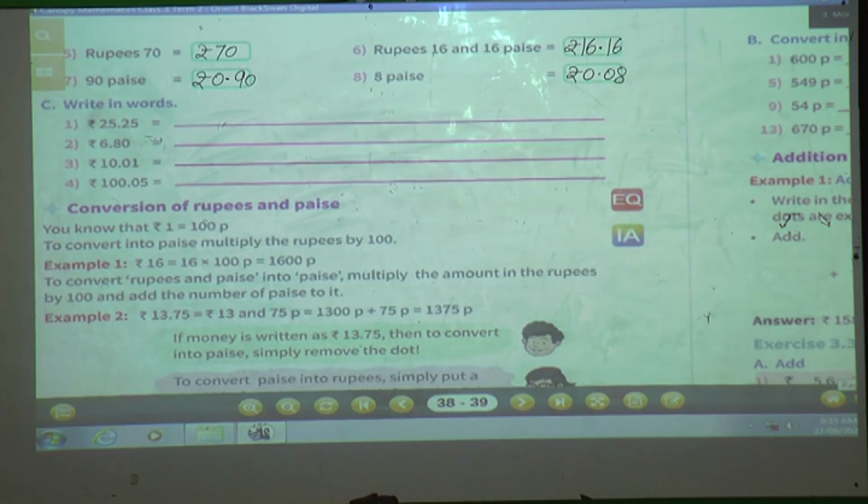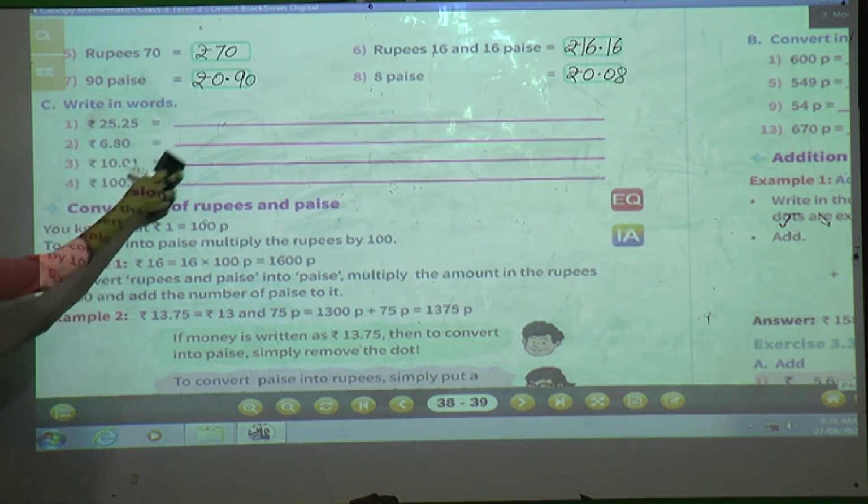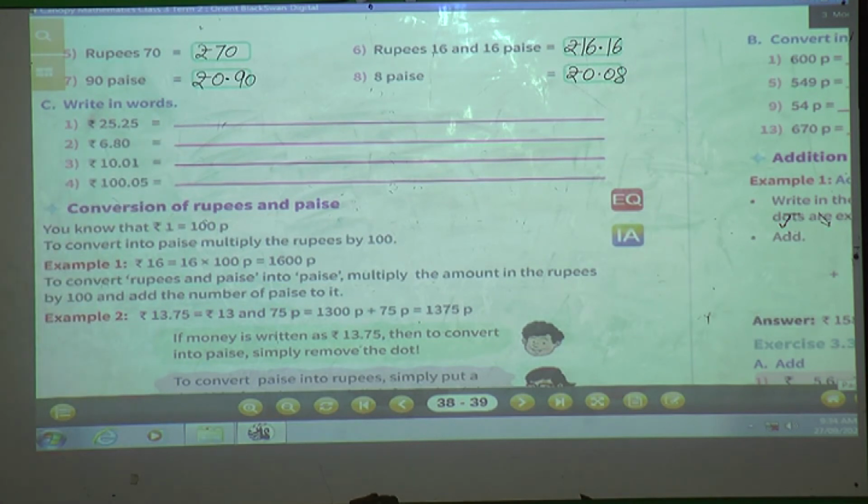Now students, in this exercise one more question is there. That is the last question. Question number C, write in words. Now they have given us the value in figures. Now we have to write this value in words. How will you write? See the first example. Rupees 25.25.